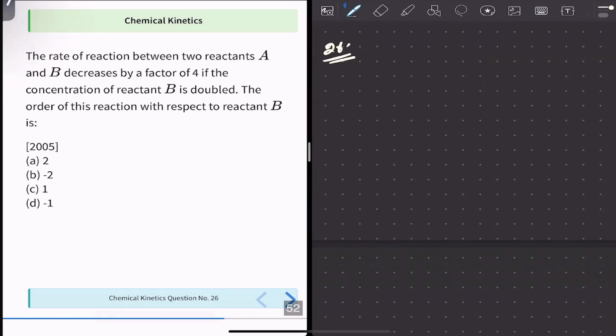The rate of reaction between two reactants A and B decreases by a factor of 4 if the concentration of reactant B is doubled. The order of this reaction with respect to reactant B is? Okay. So there are reactants A and B. If we write a rate law for them, the rate law would be K into A to the power X, B to the power Y.